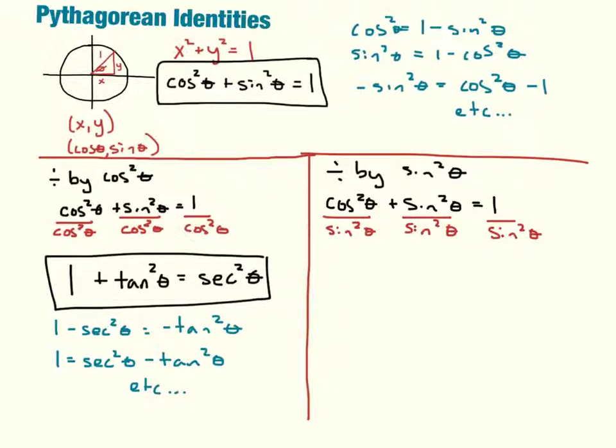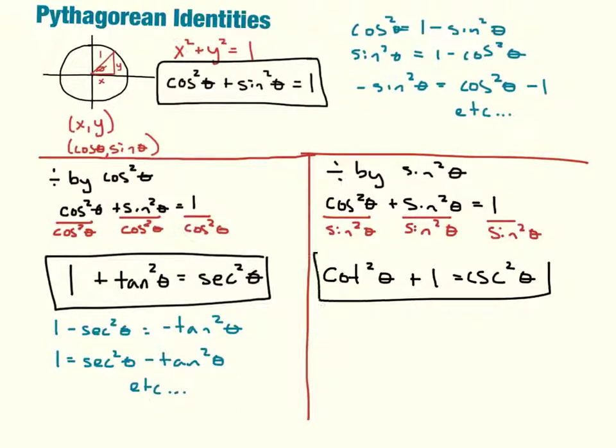We would end up with cosine squared theta over sine squared theta is cotangent squared theta plus 1 equals 1 over sine squared theta is cosecant squared theta. So really, cosine squared theta plus sine squared theta equals 1 is the only one that you would really need to memorize. And all of these can be derived from that.